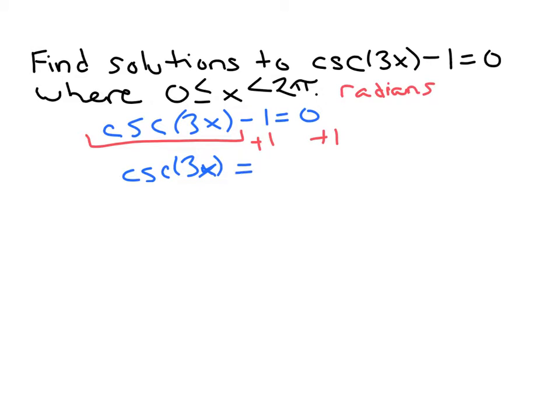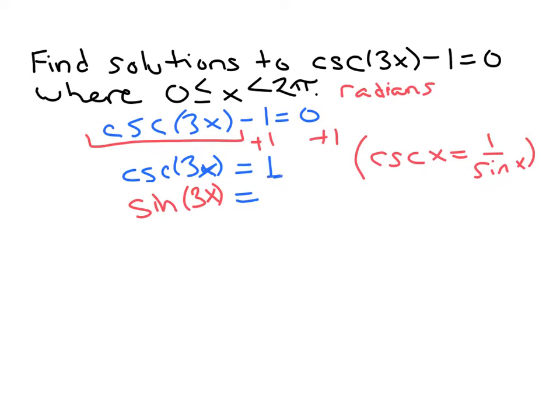Now, it's hard to think in terms of cosecant and secant. It just feels a bit awkward. So it's always nice to change it to its reciprocal function, since cosecant is equal to 1 over sine. Cosecant is the reciprocal of sine. If cosecant of 3x is equal to 1, then sine, the reciprocal, and leave the inside alone, sine of 3x would be equal to the reciprocal of 1, which is 1.